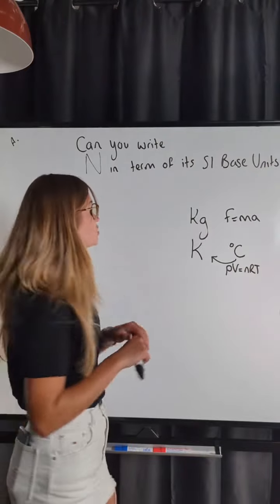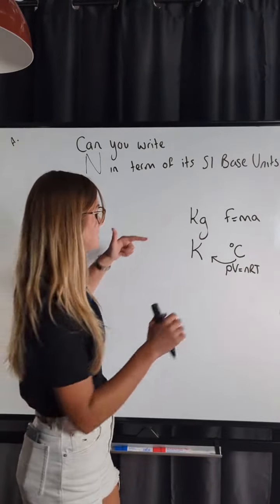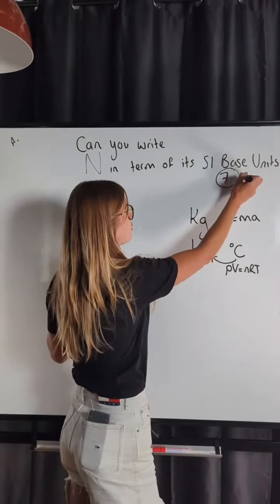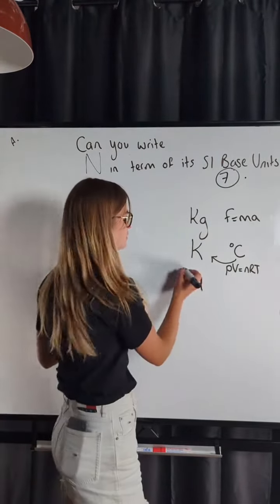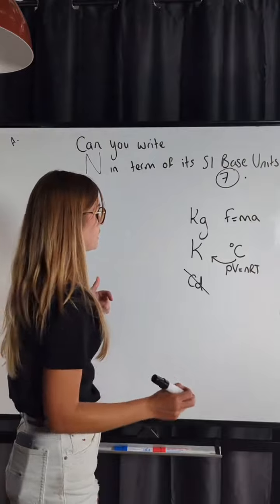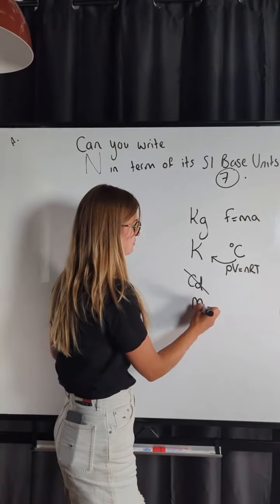What did we get to next? So we got mass, we got Kelvin for temperature. There are 7 that you want to know. You have candela, which is for luminous intensity, but we don't use that in AQA physics. We're going to have distance, which is in meters.